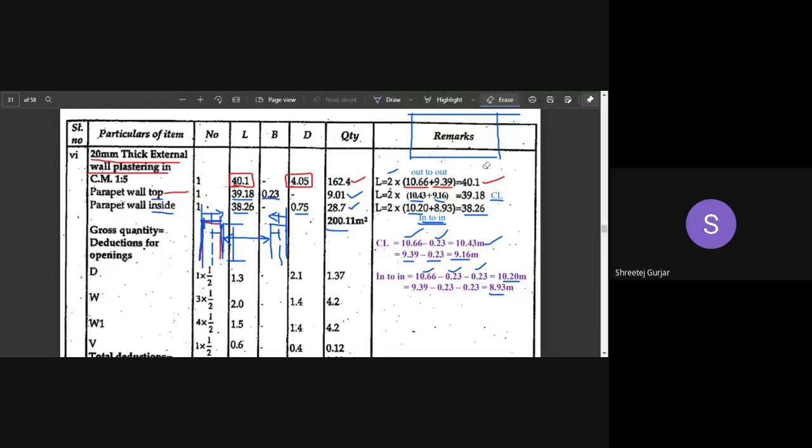So if you have any doubts in this calculation, you can let me know, or else we will move on to the deduction part. If you have any doubt over here, you can just let me know, or we'll move on to the deduction quantities. Okay. So this is your gross quantity.